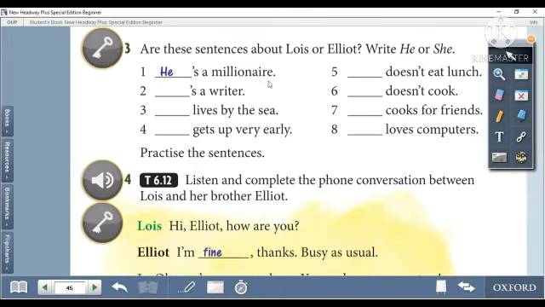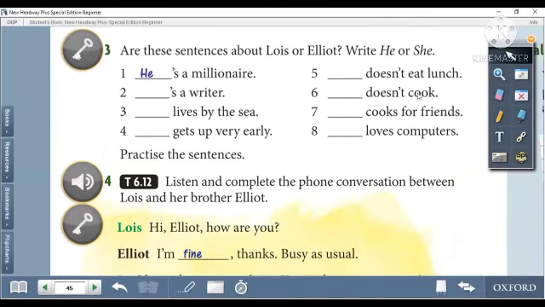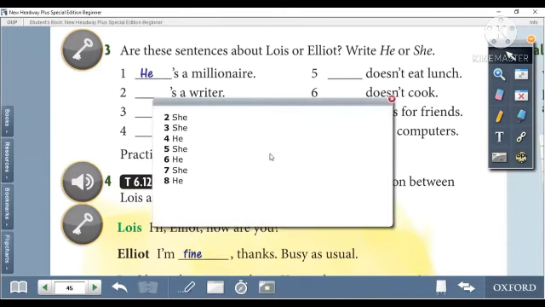Is a millionaire. Who is a millionaire? He or she? Elliot or his sister? Lewis. He. Is a writer. Who is a writer? He or she? هنا هنكتب طبعا she. Lives by the sea. Who lives by the sea? عندنا she. Gets up very early. He doesn't eat lunch. Doesn't cook. Cooks for friends. Loves computers. Okay? Very easy question. Make sure of your answers.